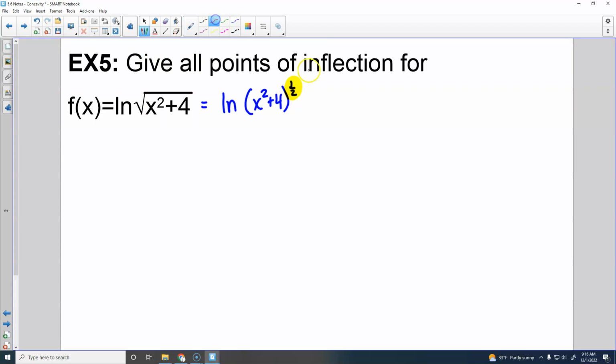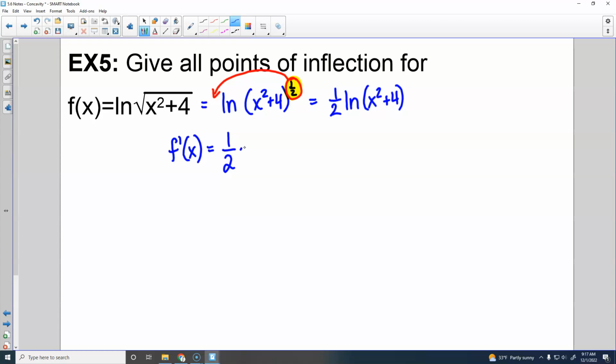This exponent right here can be pulled out front as a coefficient. This only applies whenever you're dealing with logs. So this is not taking a derivative. This is just properties of logs tell us this exponent can come out front. So 1/2 natural log of x squared plus 4. By doing this, it makes it a lot easier to take the derivative because the 1/2 just stays out front as a coefficient. So when I take this first derivative, the 1/2 is just going to stay out here.